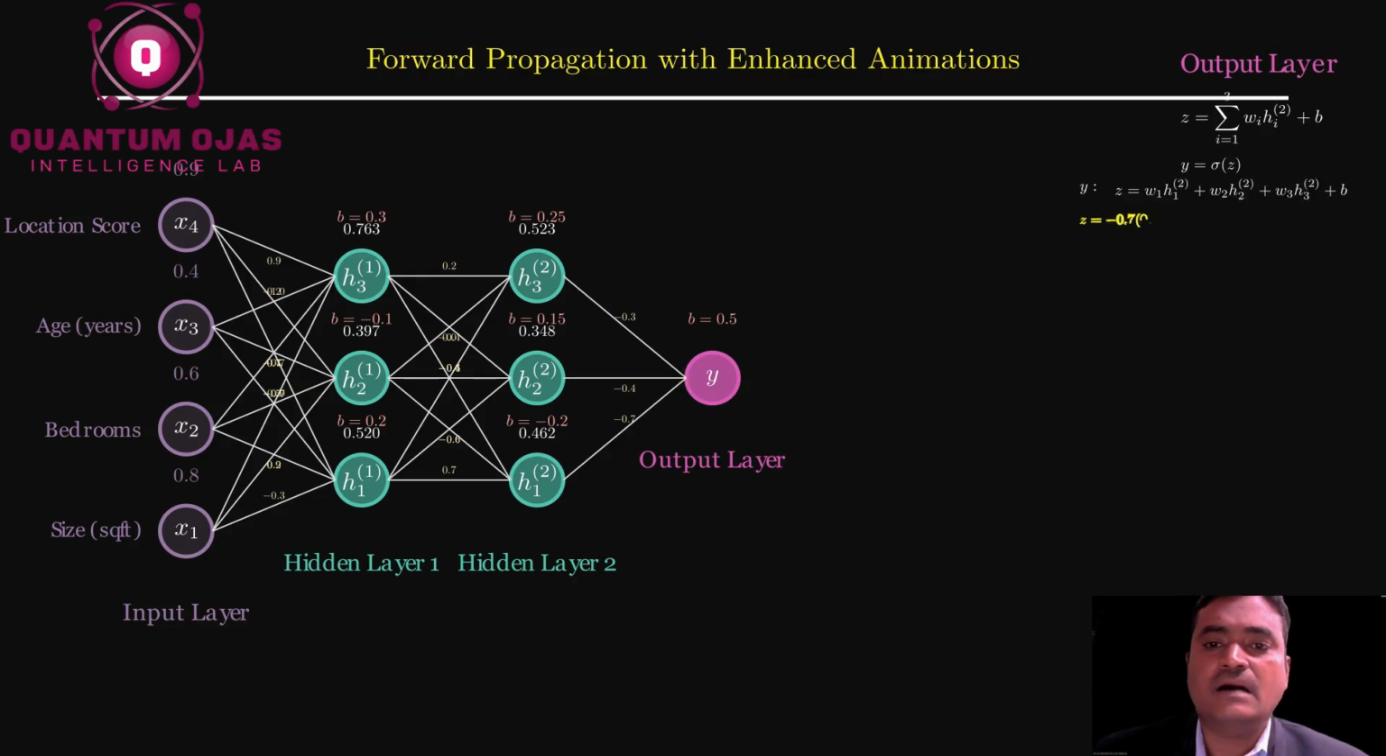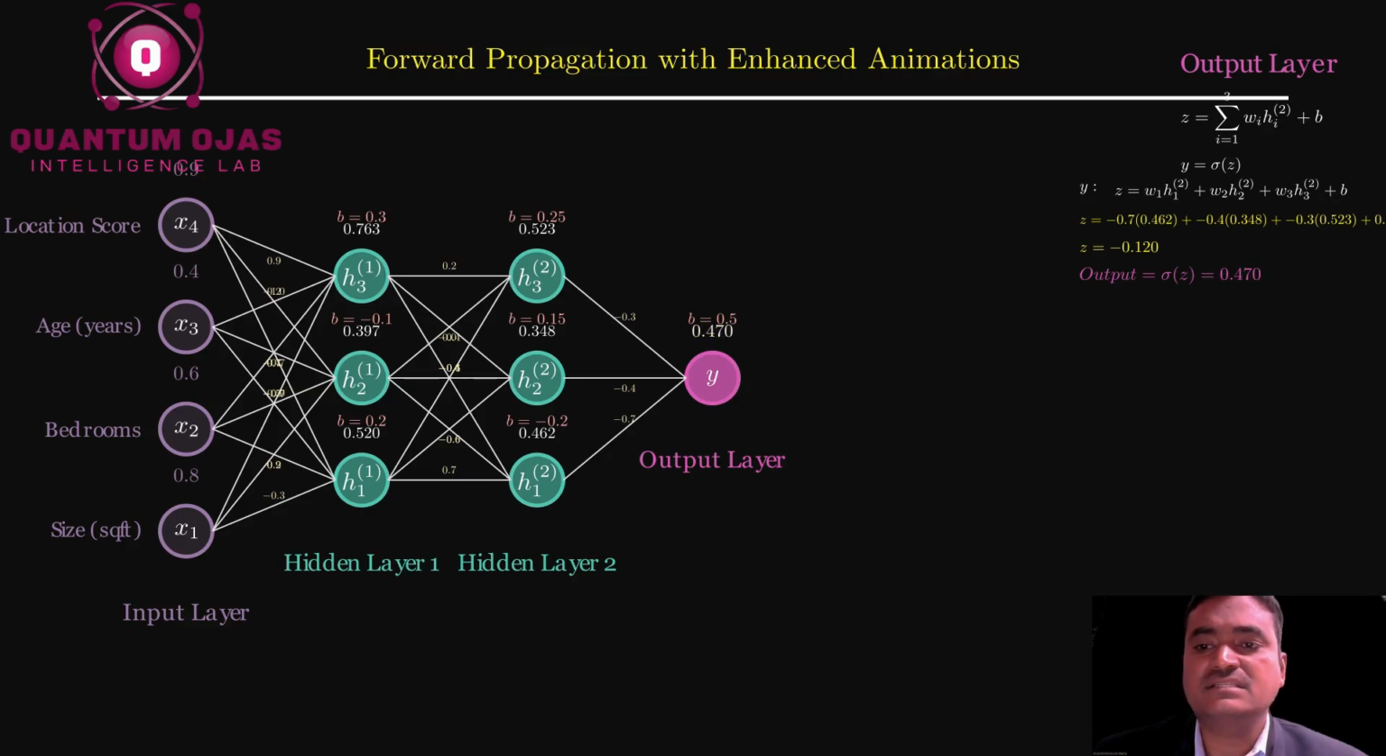A box appears next to the output showing high price with a confidence score of 62%. Since our output is above 0.5, the network predicts this house will be expensive. The box pulses to draw attention to this important result.